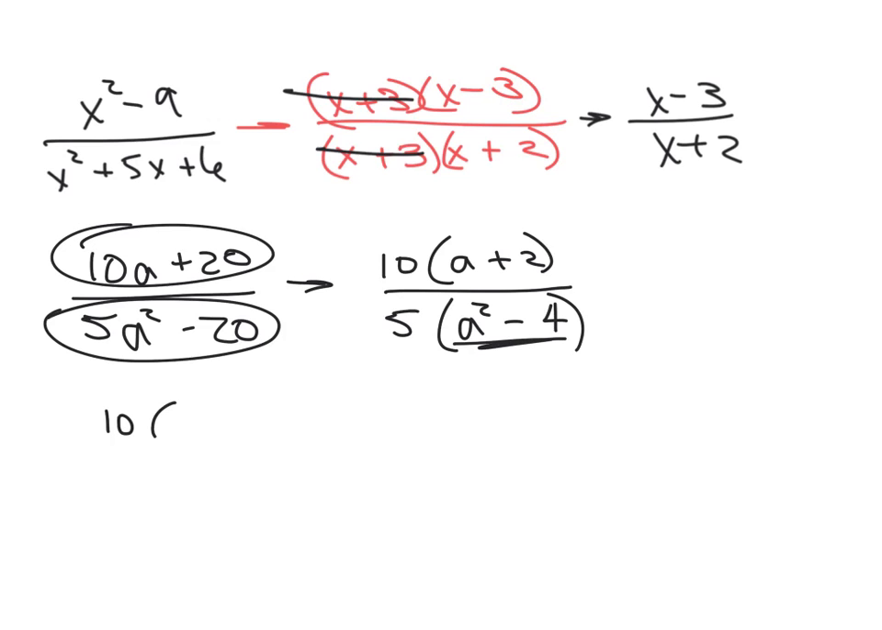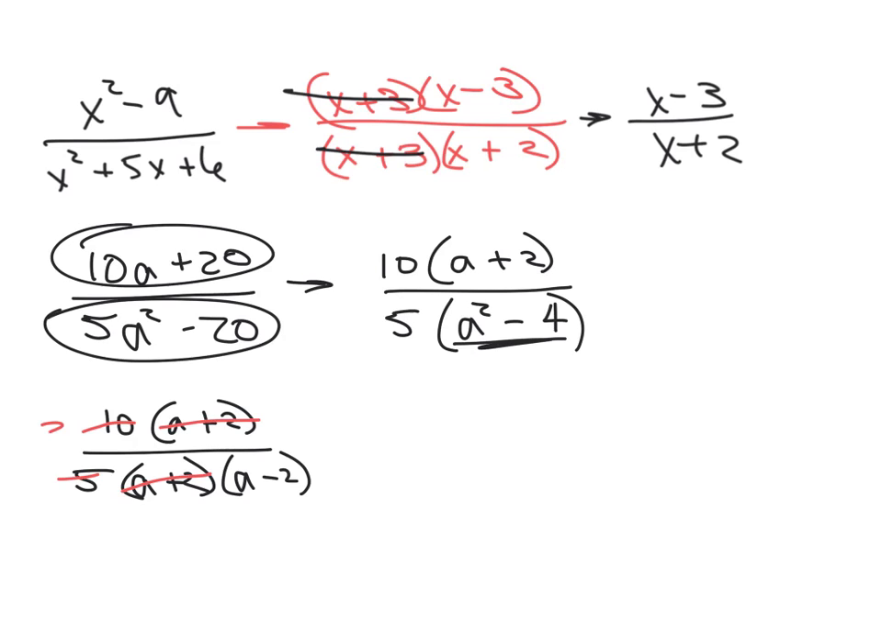So I get 10 times a plus 2 over 5, and then I have two parentheses because the difference of two squares, a plus 2, a minus 2. Alright, I can cancel that with that, and 10 over 5 is 2. So that gives me a 2 on top and an a minus 2 on the bottom, and I'm done.